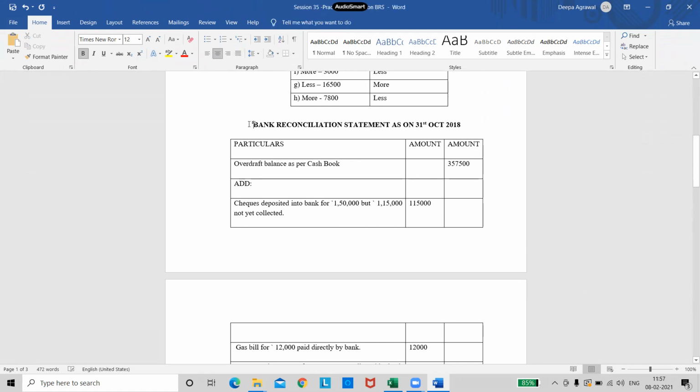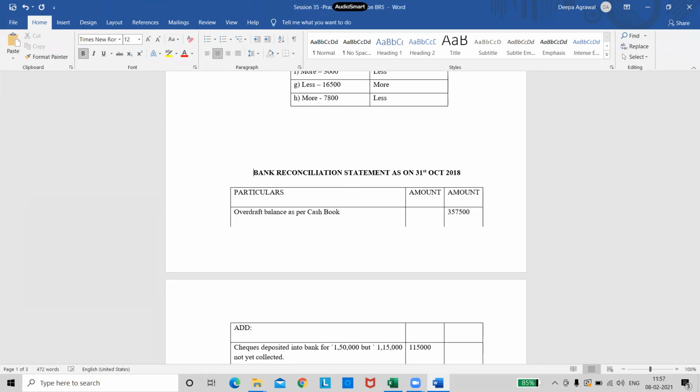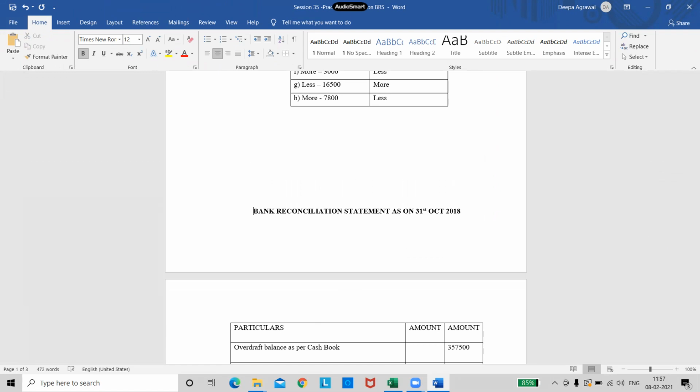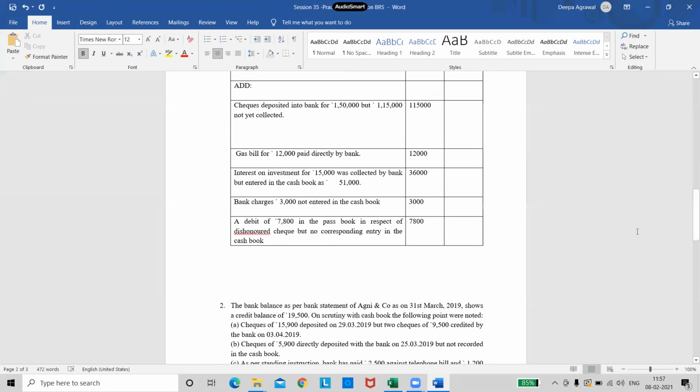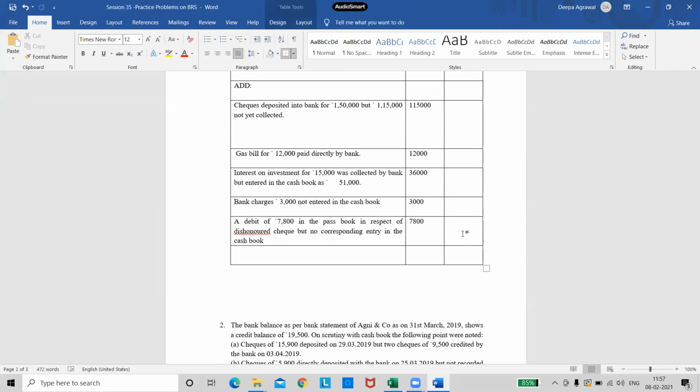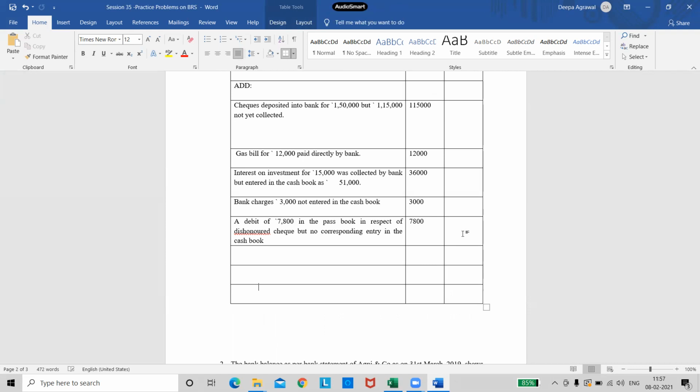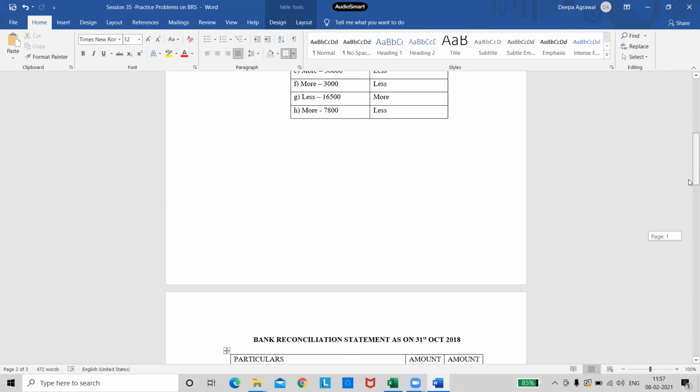I will put this BRS in one page. I'll get it to the same page once. Okay. So here we are. I've taken all the add items. I will continue to put the less items. Till then, one of you please calculate quickly and tell me the total of these items which are to be added. So let me take the less items.